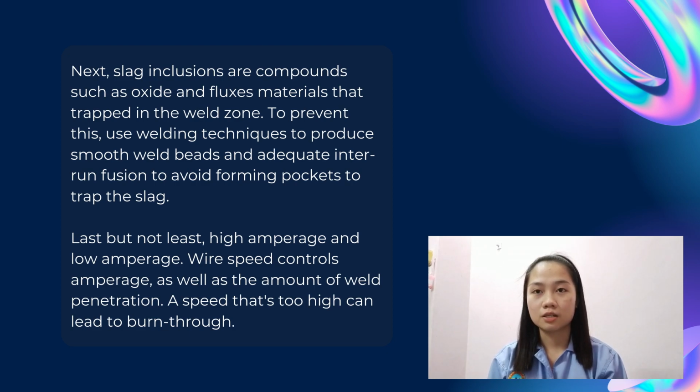Next, slag inclusions are compounds such as oxides and flux materials that are trapped in the weld zone. To prevent this, use welding techniques to produce smooth weld beads and adequate inter-run fusion to avoid forming pockets that trap the slag. Last but not least, high amperage and low amperage. Wire speed controls amperage as well as the amount of weld penetration. A speed that is too high can lead to burn through.